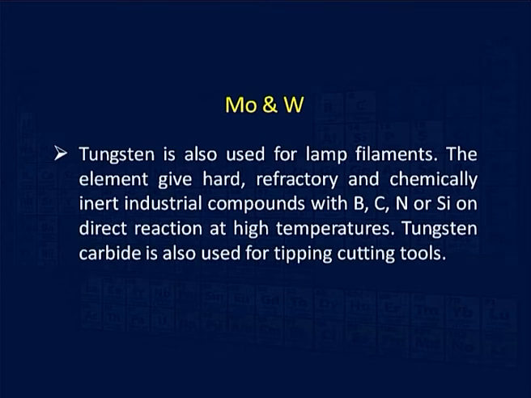The element gives hard, refractory and chemically inert industrial compounds with boron, carbon, nitrogen or silicon on direct reaction at very high temperature. Tungsten carbide, for example, is used for tipping cutting tools.